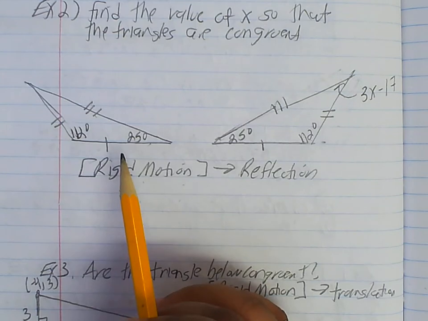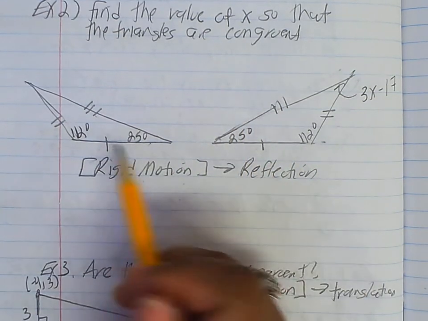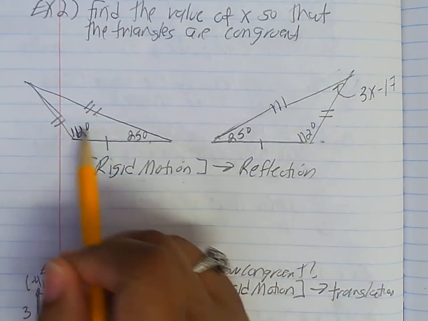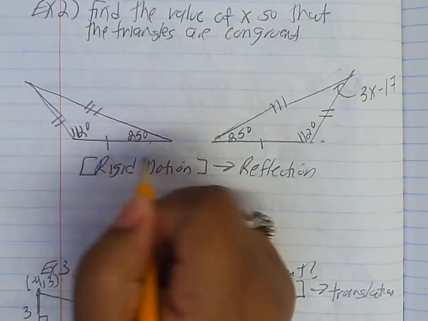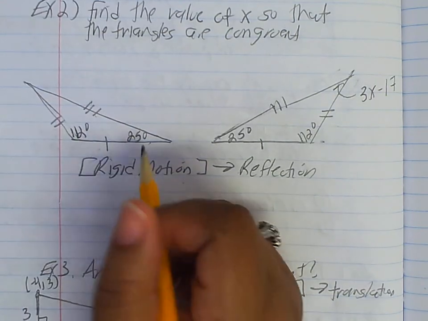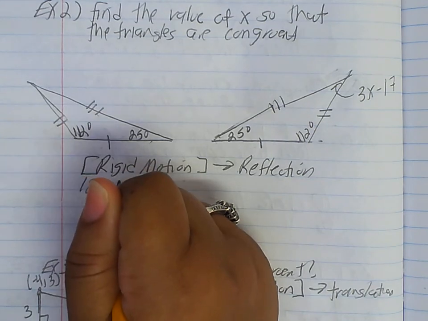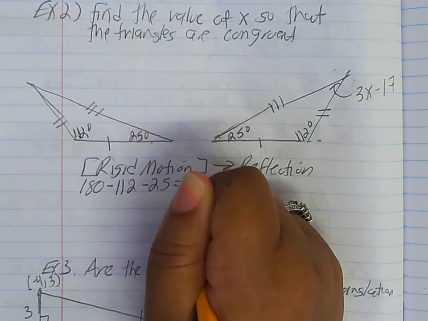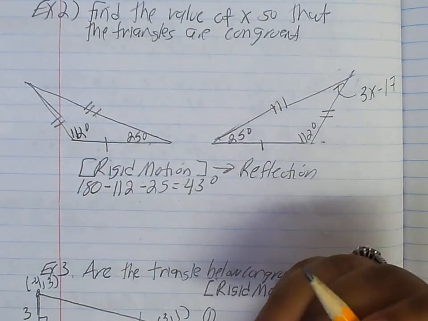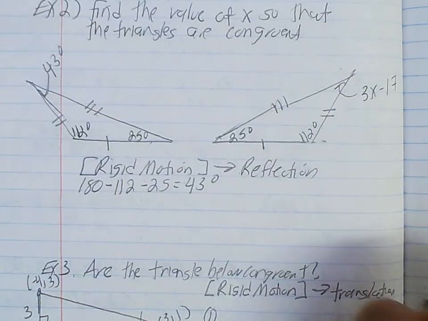So let's see how I can figure this out. I know a triangle adds up to 180. So I could take this plus this, and it will give me my answer. We know a triangle adds up to how many degrees? 180. So we can do 180 minus 112 minus 25. That gives us 43. So that means this angle here is 43 degrees.